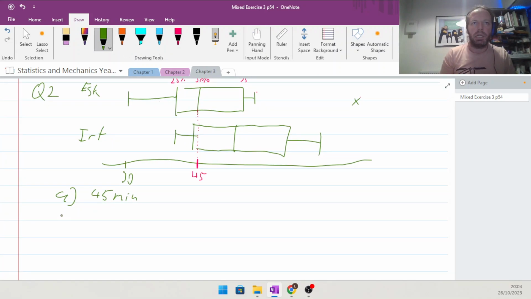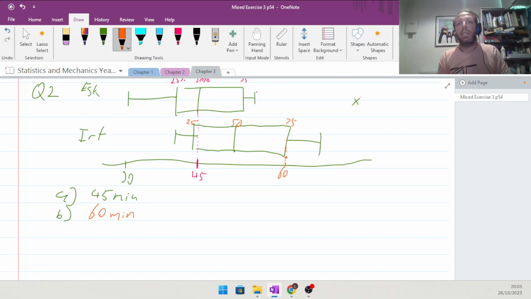Part B is write down the time by which 75% of the Eert club runners has completed the run. So as mentioned before, it's going to be 25% on the first part of the box, 50 on the median part, and 75 point here. Looking closely on the graph in the book, you can see that comes out at 60, so 60 minutes. So after 60 minutes, 75% of their runners have crossed the line.